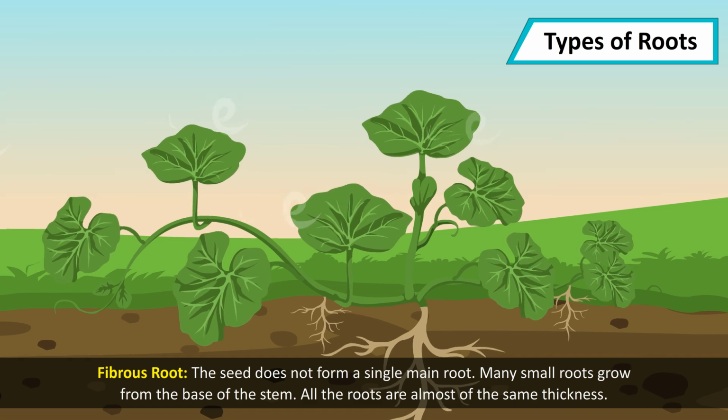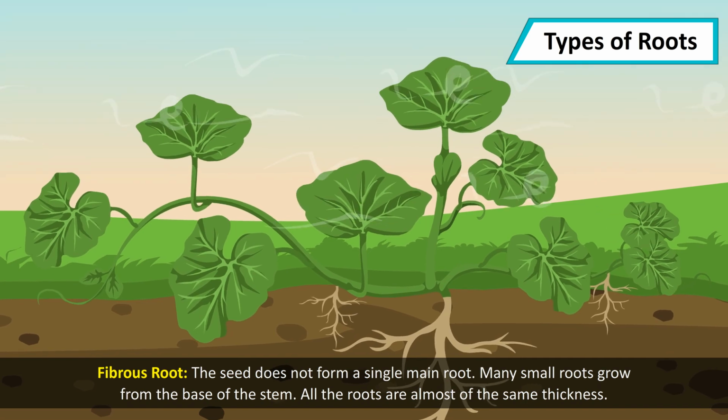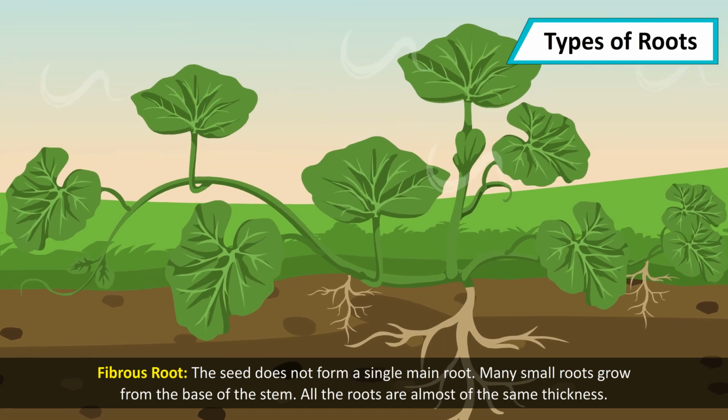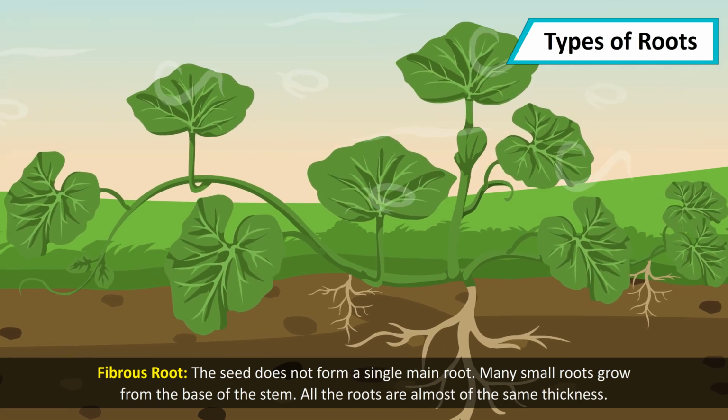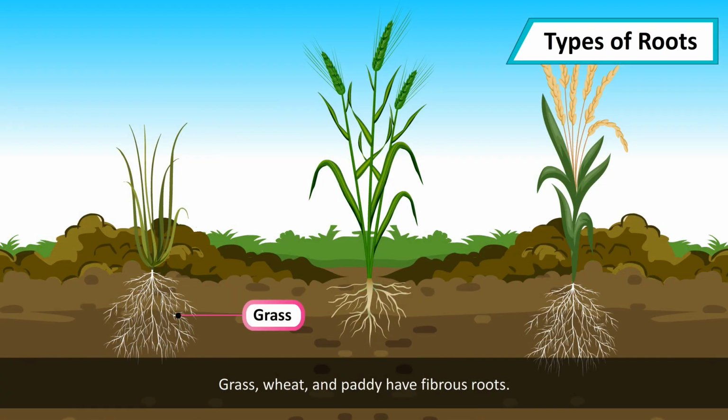Fibrous root. The seed does not form a single main root. Many small roots grow from the base of the stem. All the roots are almost of the same thickness. Grass, wheat, and paddy have fibrous roots.